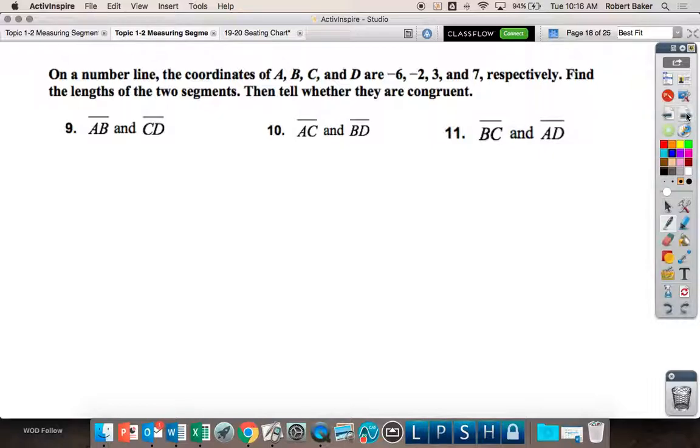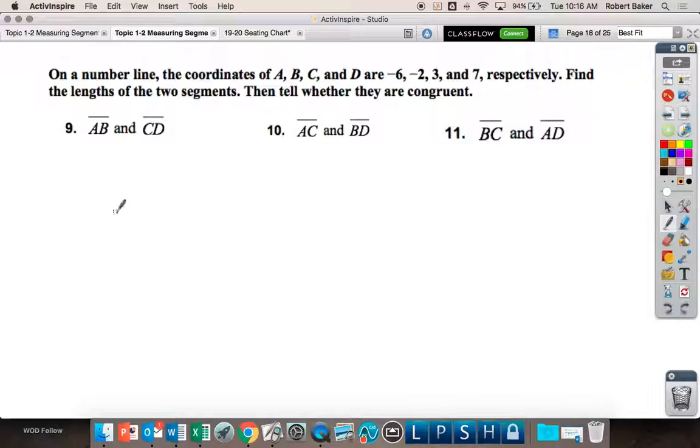On a number line, the coordinates A, B, C, and D are -6, -2, 3, and 7, respectively. Find the length of two segments and tell whether they are congruent or not. There's no picture. This is the first one where there's no picture. What can you do? Draw a picture. Attempt to draw your own picture.